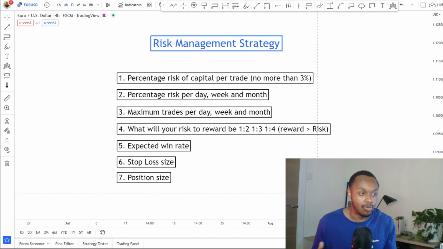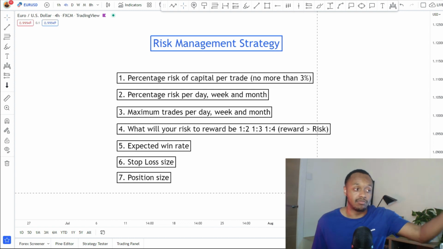But again, it's up to you what you want to have, but you want to make sure that you can achieve it on a consistent basis. So 1 to 2, 1 to 3, 1 to 4, you can achieve that consistently. 1% risk, potentially make 2, 3, 4%. That is good, sustainable, good risk reward.